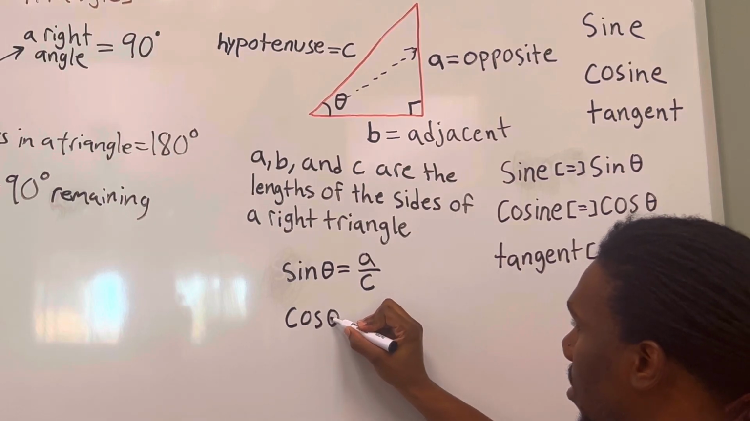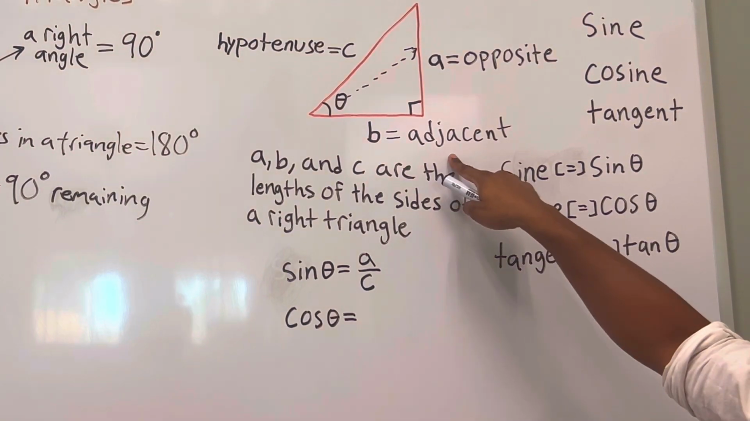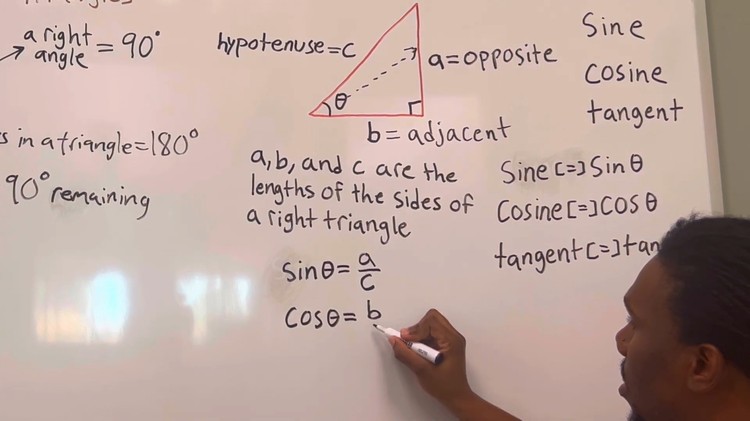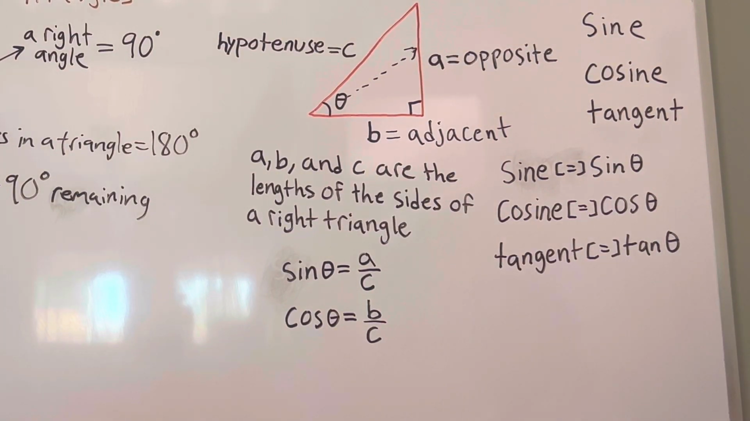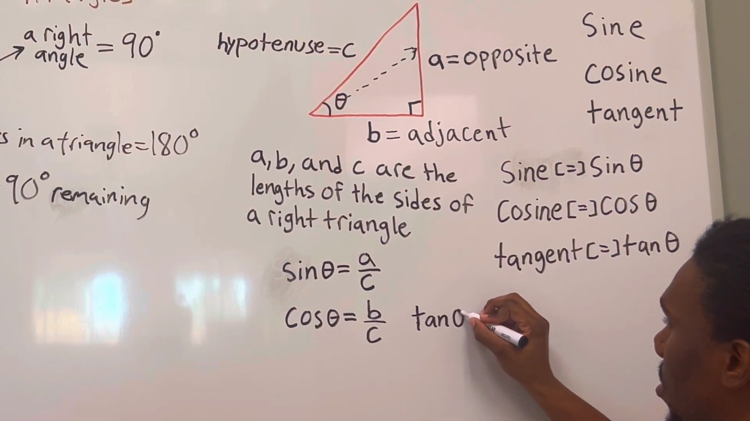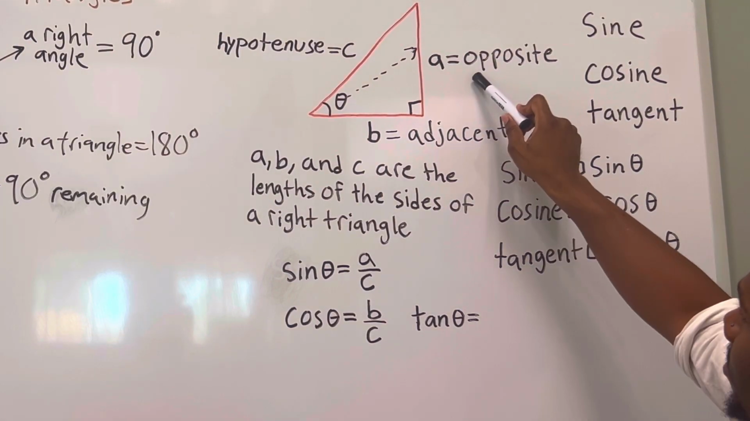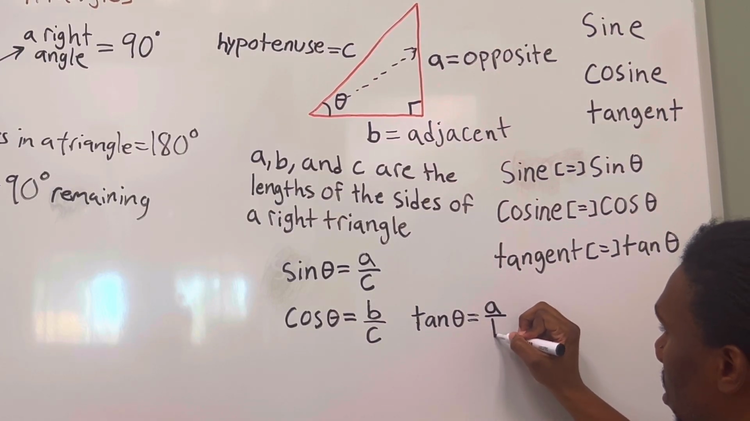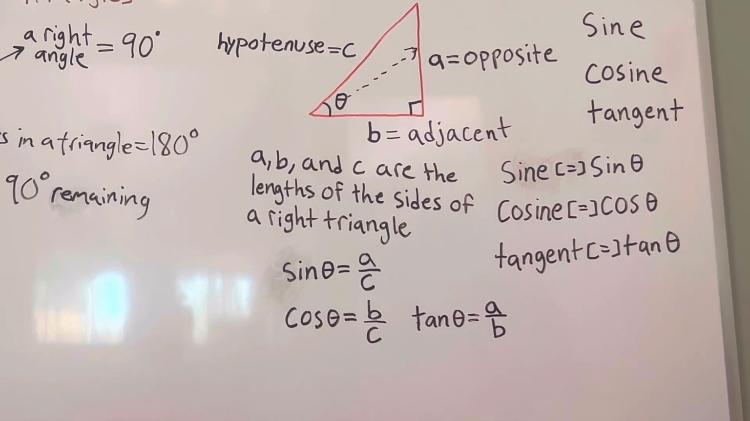For cosine theta, it's related to B, the adjacent, and C, the hypotenuse, as B over C, adjacent over hypotenuse. And then finally, for tangent, tangent theta is opposite over adjacent, A over B, A divided by B.